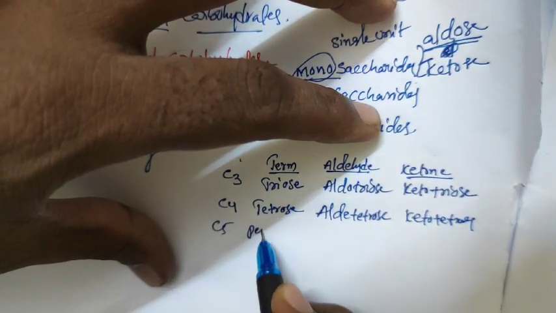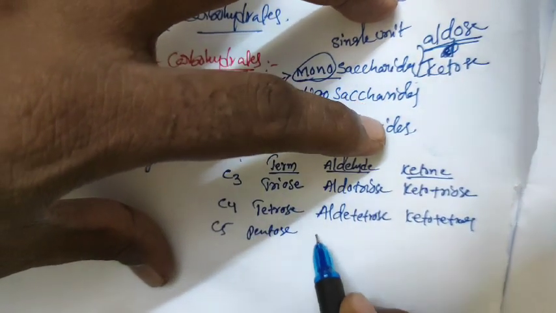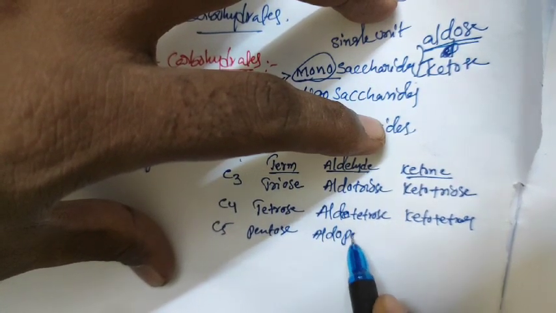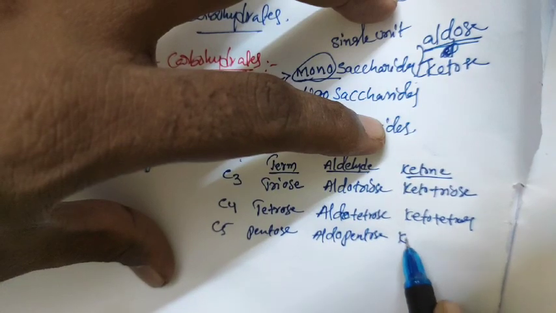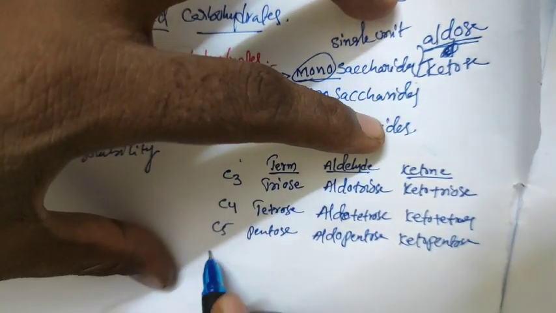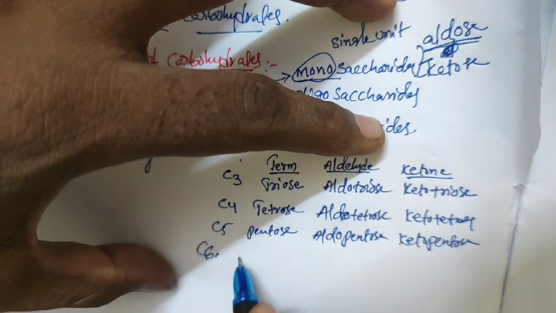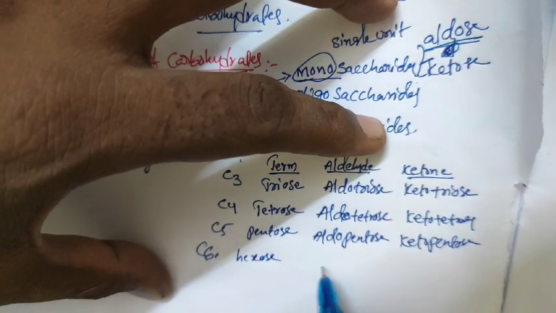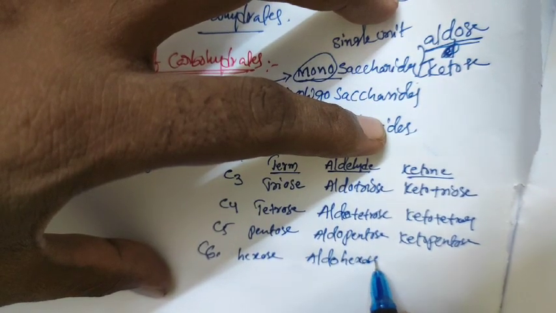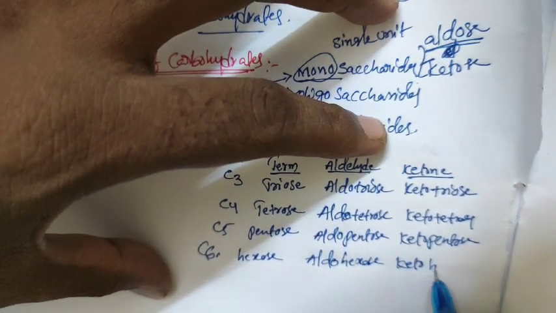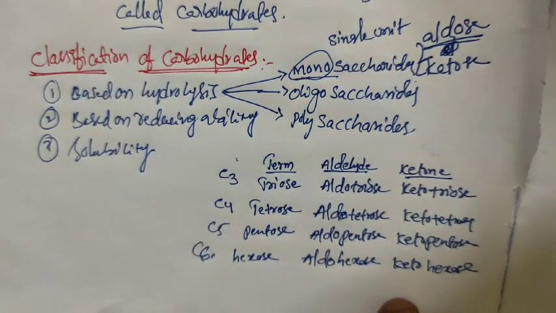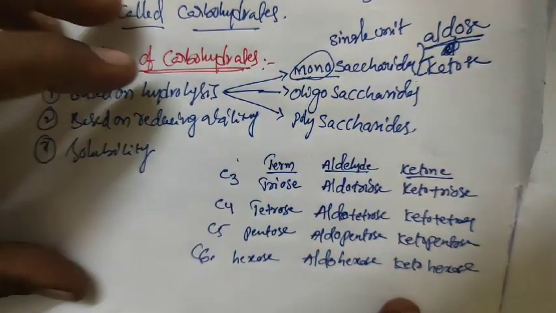C5, pentose: aldopentose, ketopentose. If C6, hexose: aldehyde means aldohexose, ketohexose. Then heptose, octose, like that the names will come.